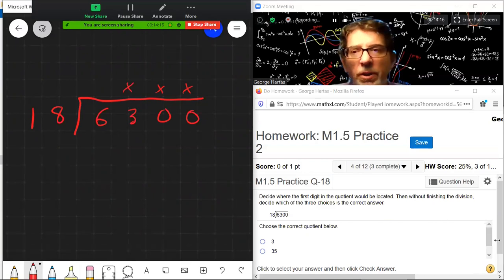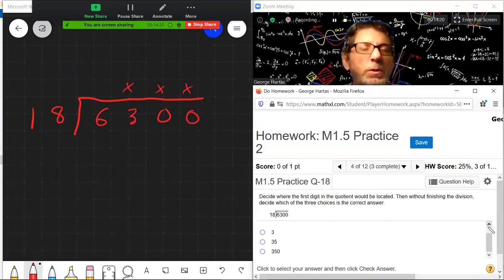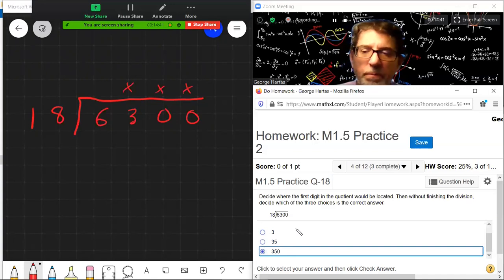So again, we're given the choice of a 1-digit, 2-digit, or 3-digit number, and we know it's got to be a 3-digit number because we know the quotient starts over the hundreds column, ones, tenths, hundreds. Whatever the numbers are, they are. That'll want us to complete this problem. But it looks like the answer is going to be 350.